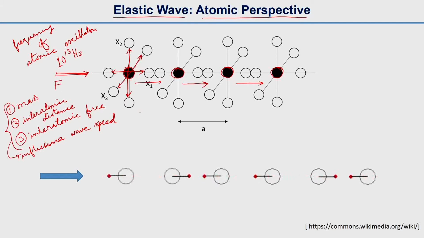So these dark circles are the equilibrium positions of the atoms, and these are the extreme positions.